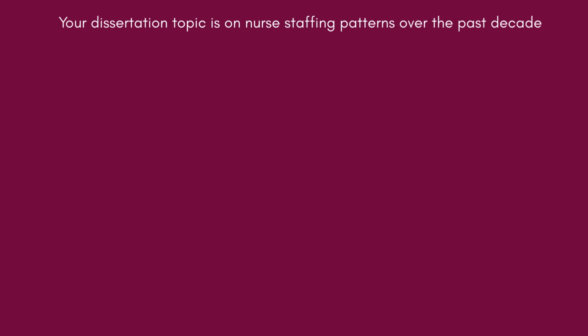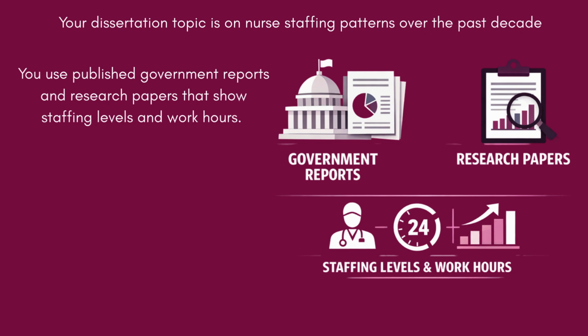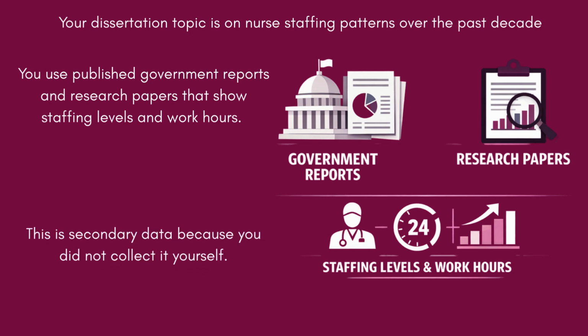Examples of secondary data: your dissertation topic is on nurse staffing patterns over the past decade. You use published government reports and research papers that show staffing levels and work hours. This is secondary data because you did not collect it yourself.